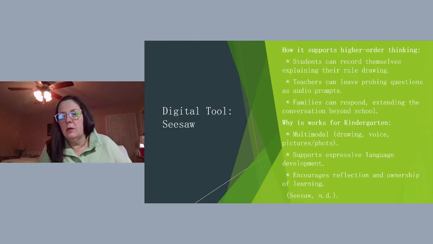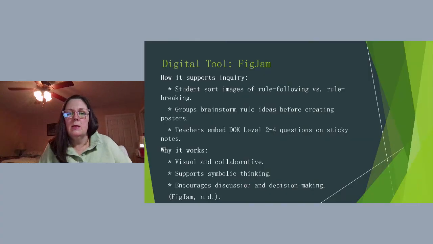Seesaw works for kindergarten as it is multimodal, allowing drawing, voice, and photo options. It also supports expressive language development and encourages reflection and ownership of learning. The second digital tool I'd like to share today is FigJam. FigJam supports inquiry as teachers can create images for sorting tasks, such as having students sort images of following the rules versus rule breaking.